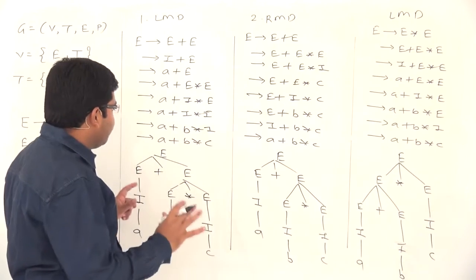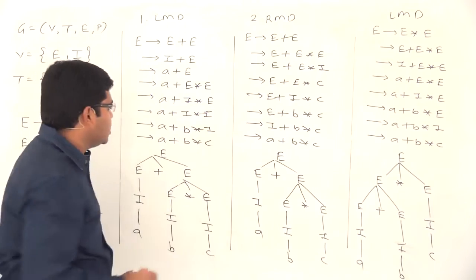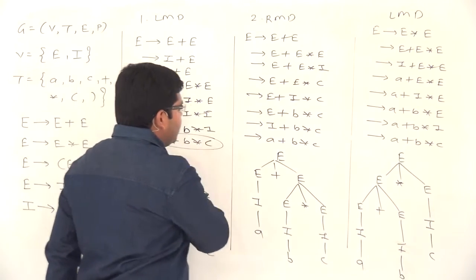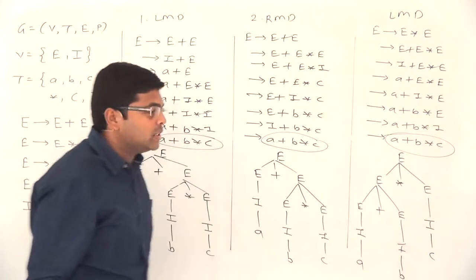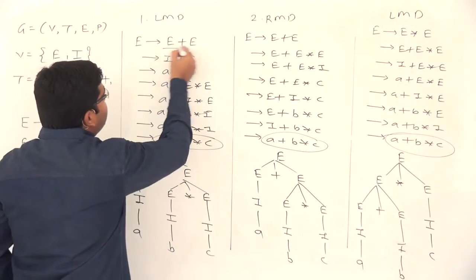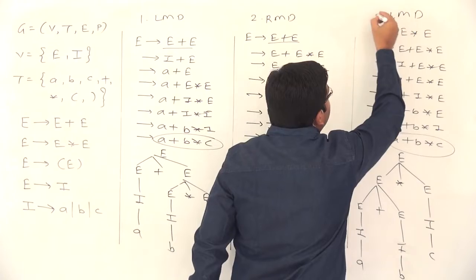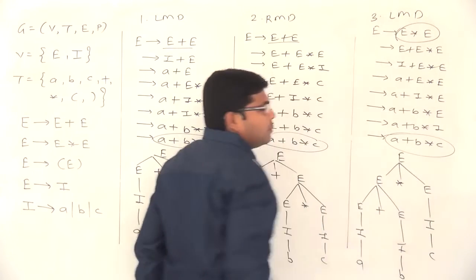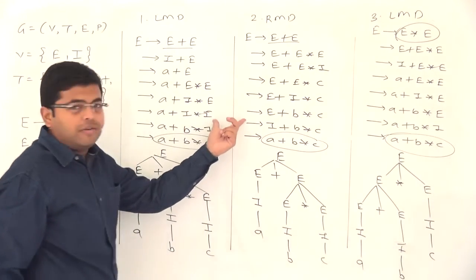Now what is the important observation here? We are taking three different derivations. The terminal string which is obtained in the three derivations is the same, it is a plus b multiplied by c in all the cases. Here we begin with E plus E, here also we begin with E plus E. Now in the third derivation we begin with E multiplied by E. So the starting production in the third derivation is different as compared to the previous two.